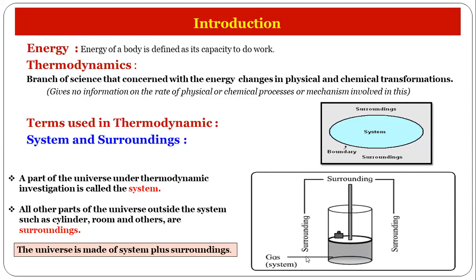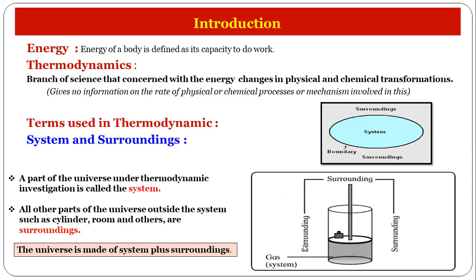Yes. So in this diagram, clearly we can see a gas which is fitted with this piston. This is a piston. The gas is fitted in the cylinder. So the gas is the system, and the other material is surrounding. Means this cylinder is also surrounding. The room is also surrounding. So system plus surrounding is equal to universe. Remember.